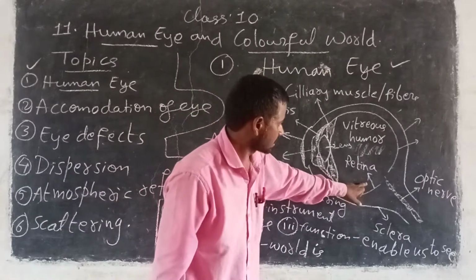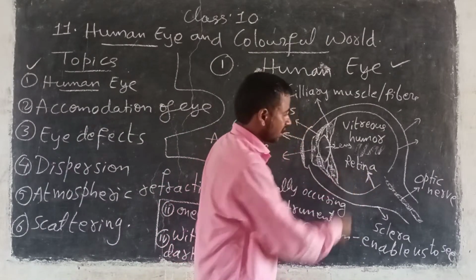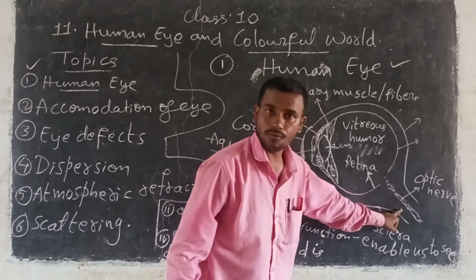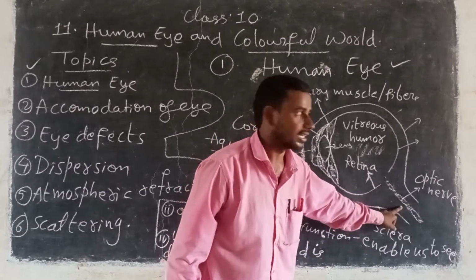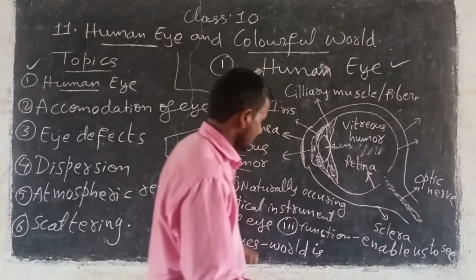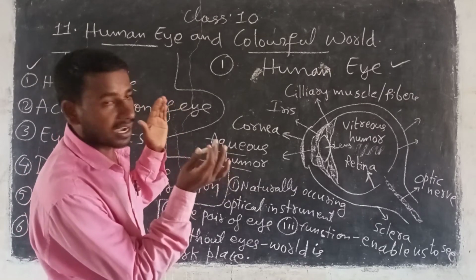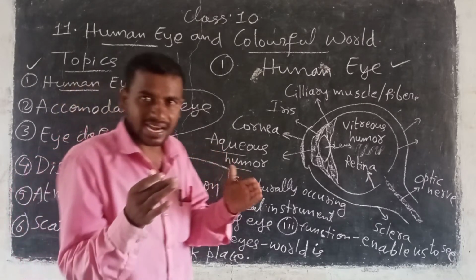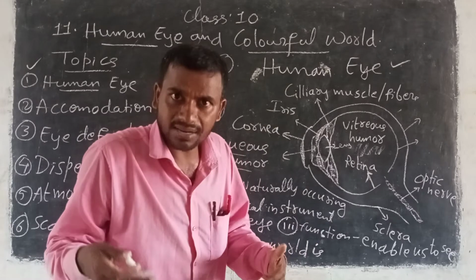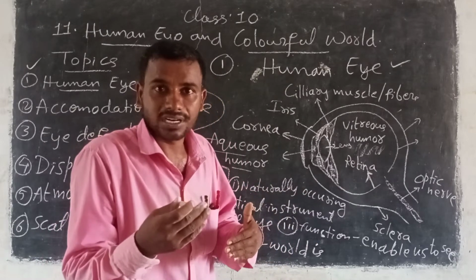And here inside of it, retina. And here one nerve is there. That nerve name is optic nerve. This is the eye. This is the structure of the eye. Keep it in your mind and draw it neatly. One time, two times, three times, to get it. After that you can identify the parts.